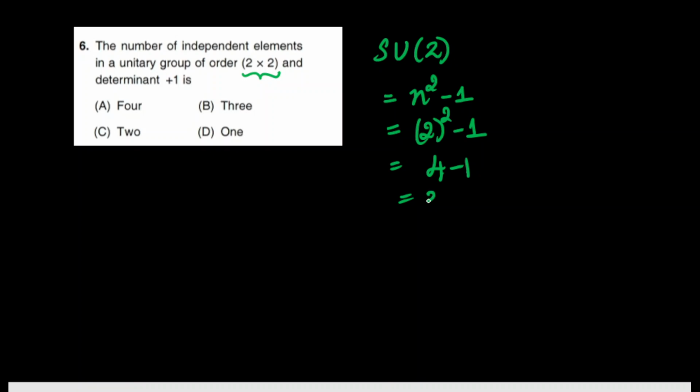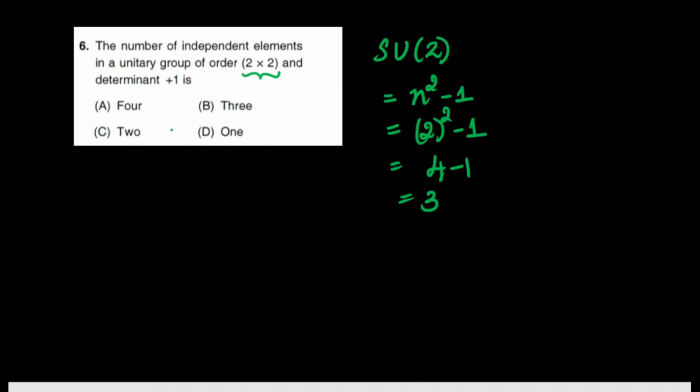This is the definition of a unitary group. And they are saying the determinant is equal to plus 1. Wherever the determinant is equal to plus 1, it means it is a special unitary matrix of order n. But here they have given 2 cross 2, so it is a special unitary matrix of order 2. Previously only we have done this question. So the number of independent elements or real parameters can be found using the formula n square minus 1. So 2 square minus 1, 4 minus 1, that is equal to 3.